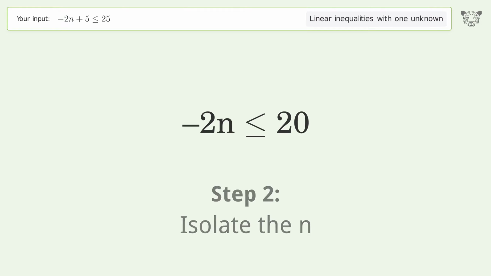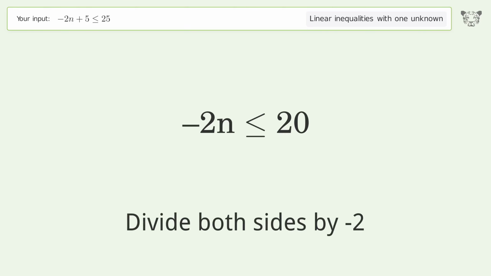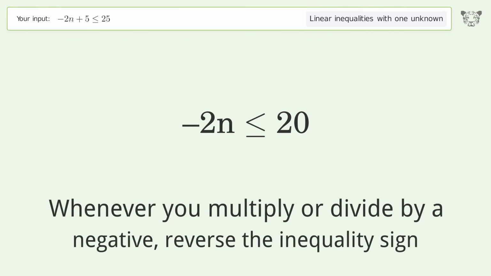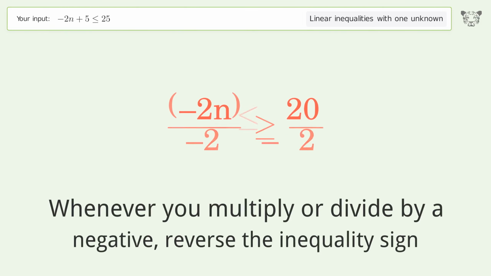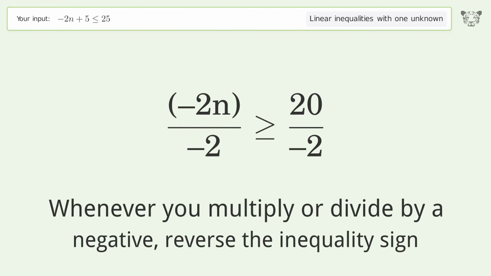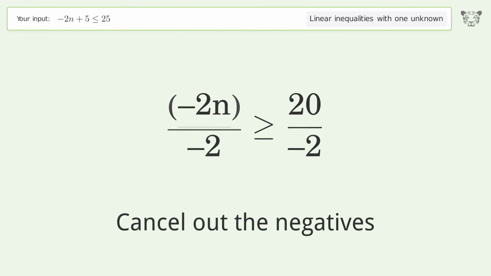Isolate the n. Divide both sides by -2. Whenever you multiply or divide by a negative, reverse the inequality sign. Cancel out the negatives.